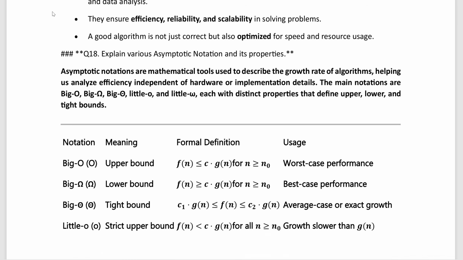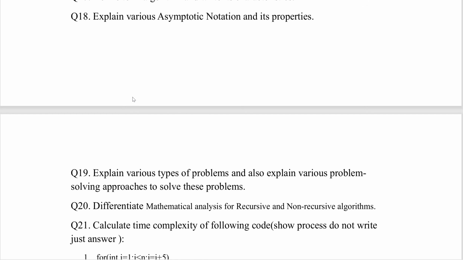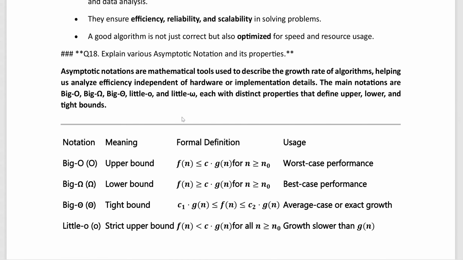So, next question is question number 18. Question number 18 says: explain various asymptotic notations and their properties. So, you already know there is a notation called big O notation, that is the upper bound. Big O is written as O. Big omega is written as omega, which we have read in physics. Big theta is written as theta. Little o is written as little o.